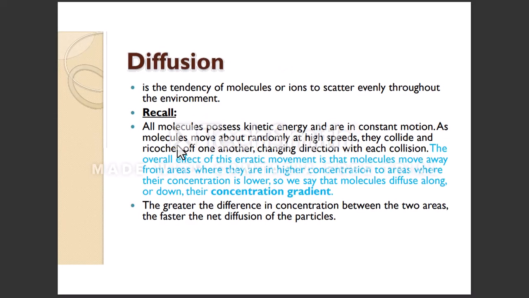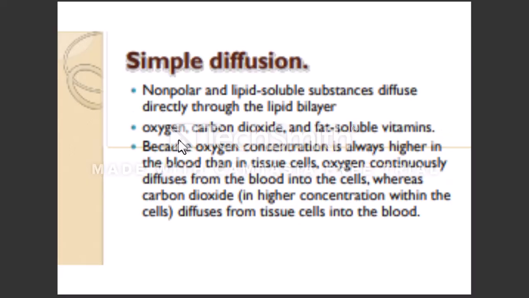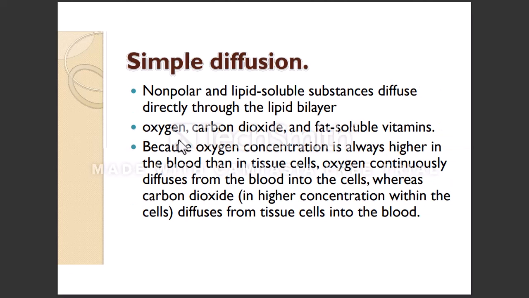We are going to define diffusion as the process by which substances move from a region where they are highly concentrated to an area where they are less concentrated, down a concentration gradient. Now diffusion is divided into different types. You have simple diffusion, which involves non-polar and lipid soluble substances that diffuse from the region where they are highly concentrated to the region where they are less concentrated. We have oxygen, carbon dioxide, fat soluble vitamins, and so on and so forth.